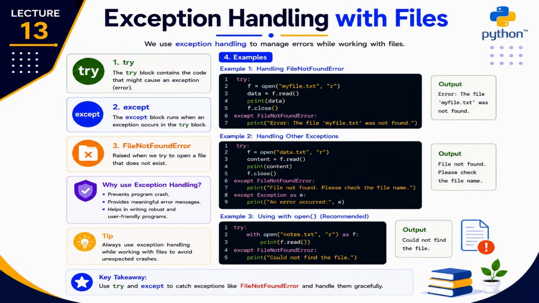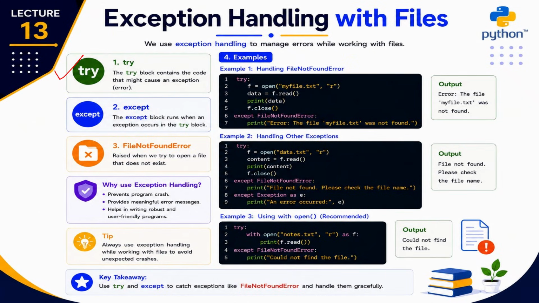Now let's learn about exception handling with files. While working with files, different errors can occur. For example, we may try to open a file that does not exist. To handle this error properly and prevent our program from crashing, we use exception handling. So the first keyword is the try keyword.